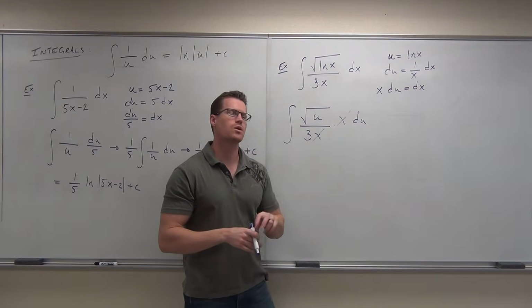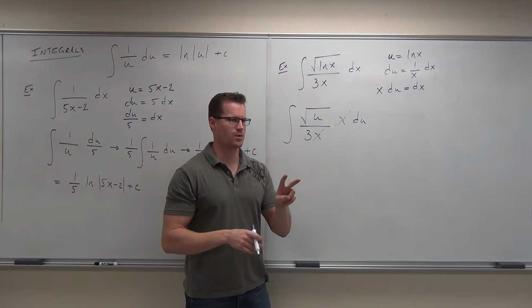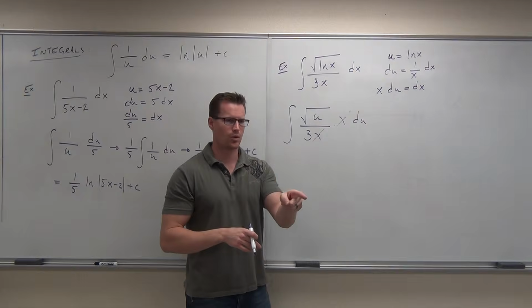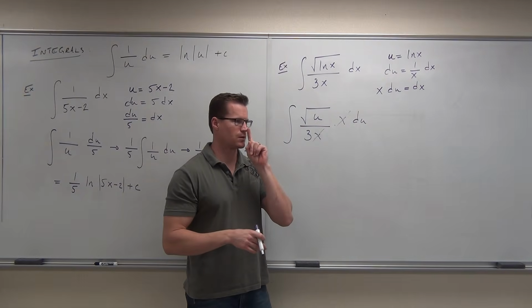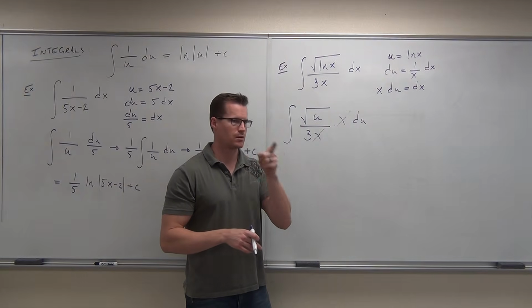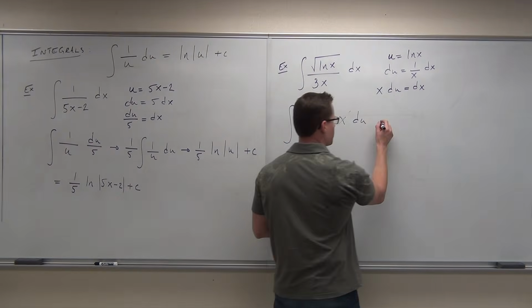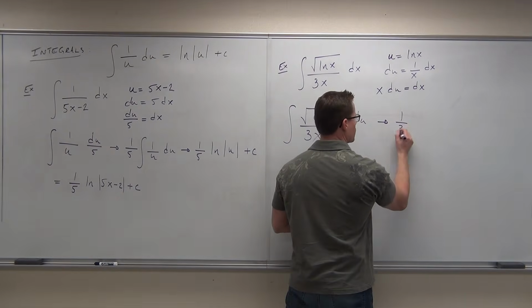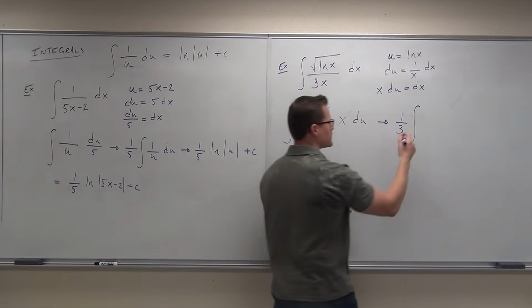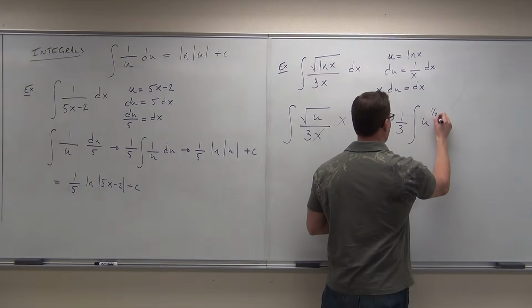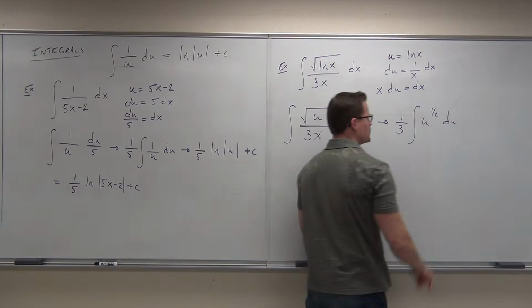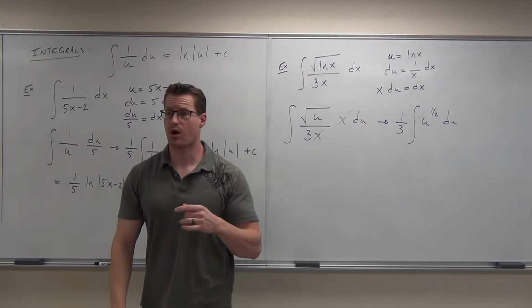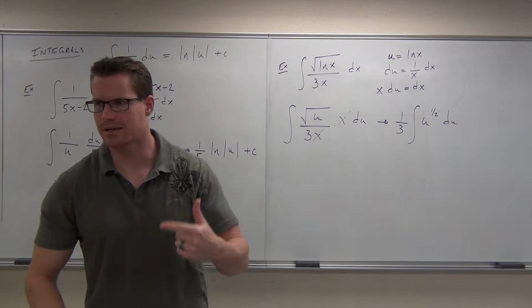Tell me two other things that we're going to do on this problem. 1/3 goes out, what else? Change the square root to the 1/2. Perfect, square root to a 1/2. So 1/3, no problem. We've already got rid of our x's, that was a big deal. We've got u to the 1/2 power du. Be careful when you're doing your integrals, remember that we're always adding one, we're not subtracting, that's a derivative.